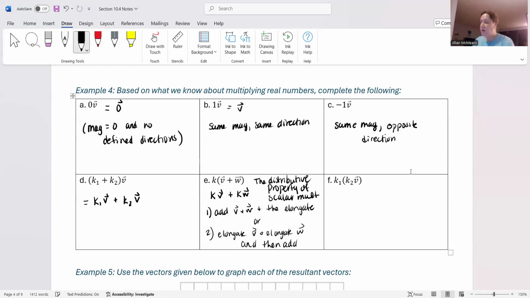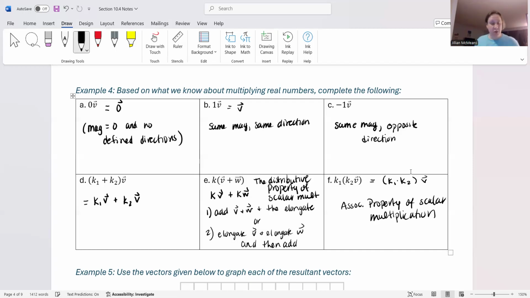Okay. And then finally for part F, we have k1 times, in parentheses, k2 times v. So this basically becomes the same thing as k1 times k2 times vector v. So you could elongate vector v by one of these scalars and then take that result and elongate it by the second scalar, or you could find the product of your scalars and then elongate v kind of all at once. So this is basically the associative property of scalar multiplication.